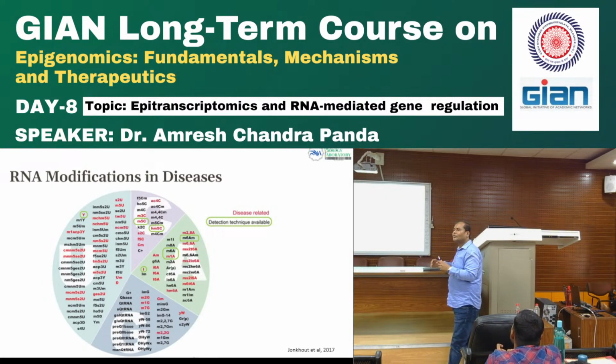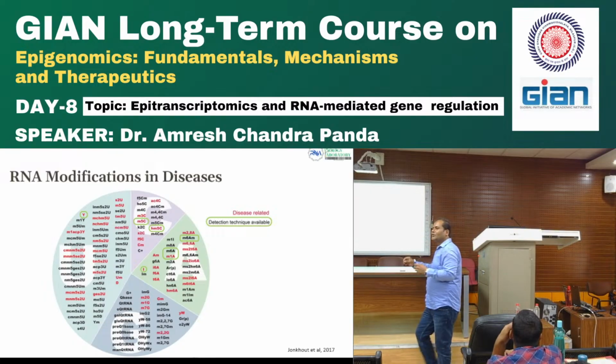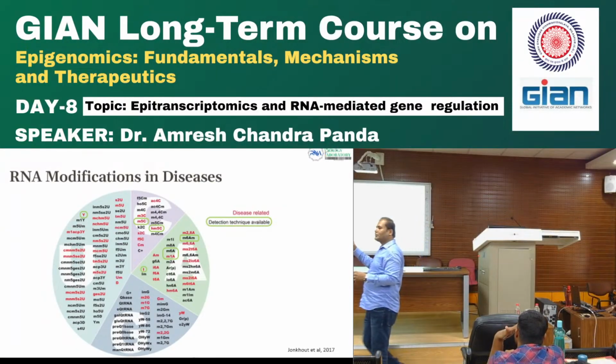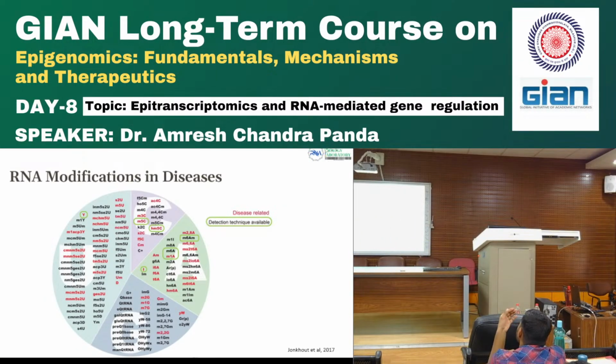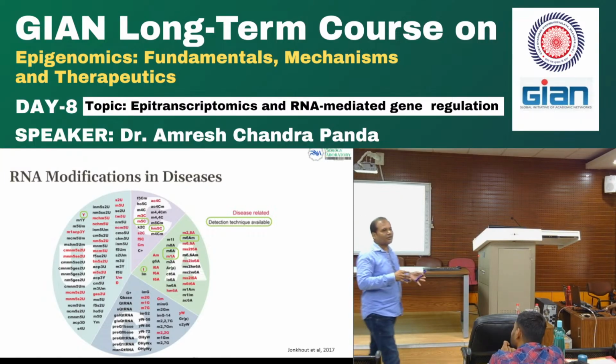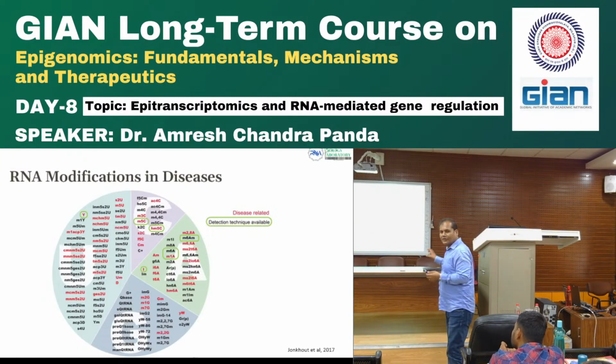like someone found, okay, if this modification is there, that leads to this disease, or this modification is more or less whatever way it is. So only few are actually known to be implicated in some of the disease, but most of them are not known. Most of them, people have not experimented with them, okay.